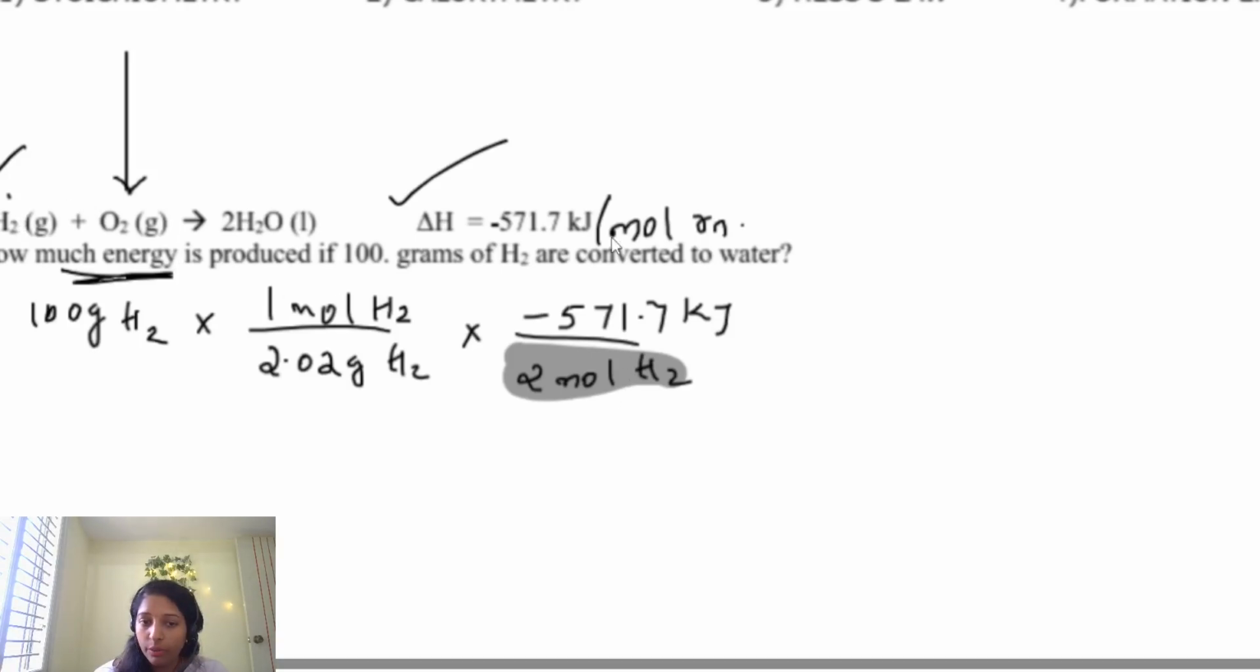Take that 2, it's not 1. This is not kilojoule per mole of hydrogen. Delta H is always for per mole reaction. So consider the 2 moles at the bottom, and the corresponding energy for 2 moles is minus 571.7. So that should be the answer.